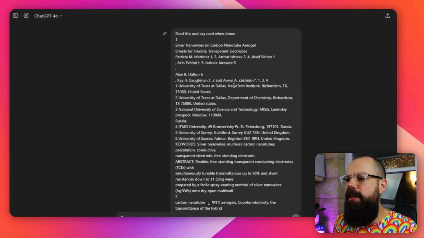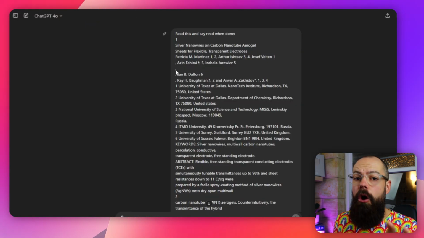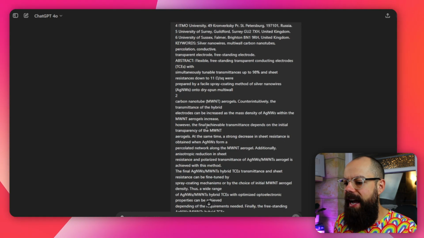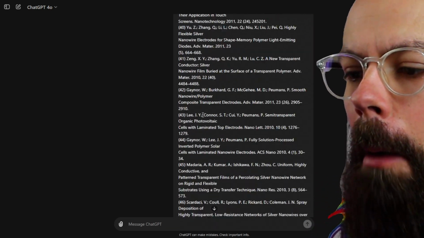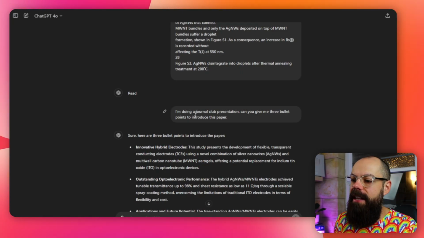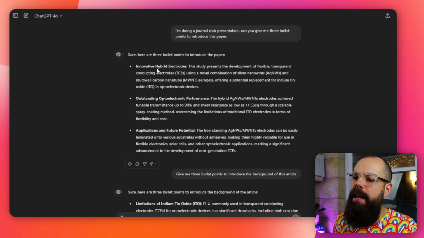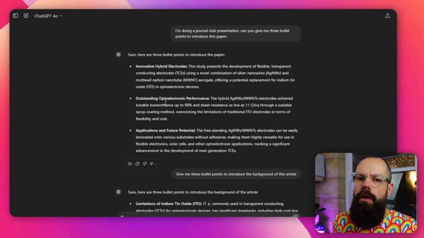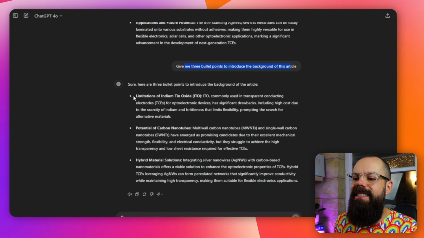You can see I've used ChatGPT and I've said, essentially read all of this. So the first thing I did was copy and paste that paper into ChatGPT and I said, read this and say red when done. And it did that. So there it is. Then it says red. And then I said, I'm doing a journal club presentation. Can you give me 3 bullet points to introduce this paper? It kind of didn't really understand what I wanted. It was a bad prompt on my part. So it's given me what the results were. I really just want the background. So I say, give me 3 bullet points to introduce the background of this article. And that's exactly what it's done here.